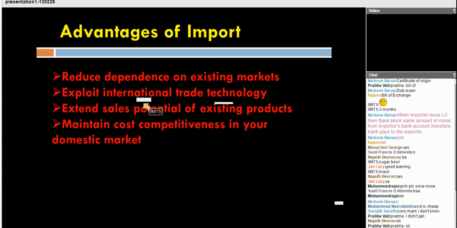So this is made possible by the exploitation of international trade technology to the fullest. It extends the sales potential of existing products. It maintains cost competitiveness in the domestic market. Yes, people in the domestic market are kept on their toes.